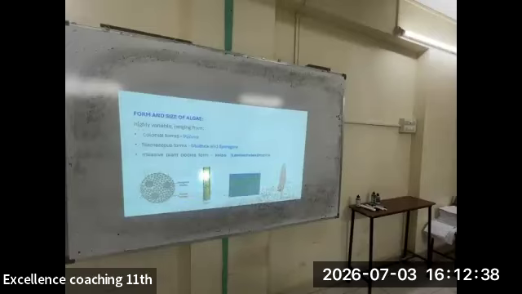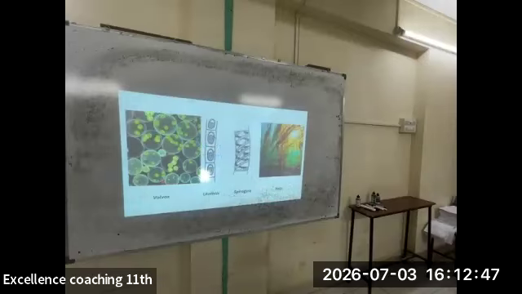Okay, then form and size of algae. So what are the forms? Colonial form. Can you see this first one? This is the colonial form. This is how it looks under the microscope. Okay, it's very pretty. Okay, Volvox.